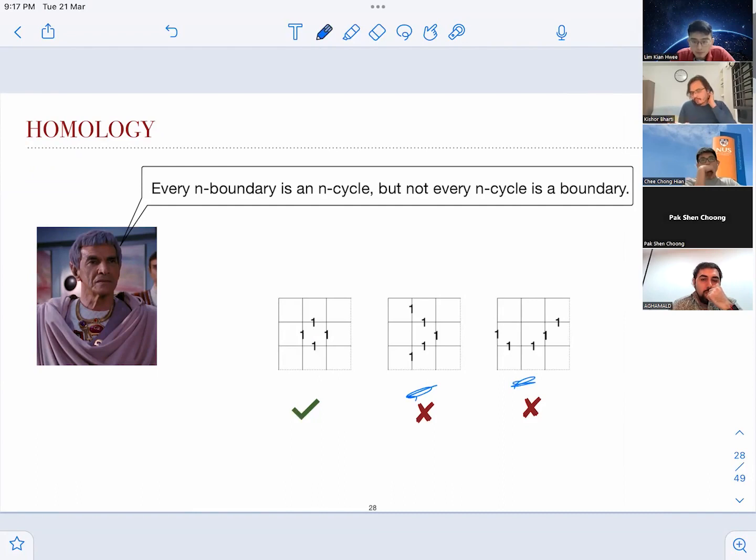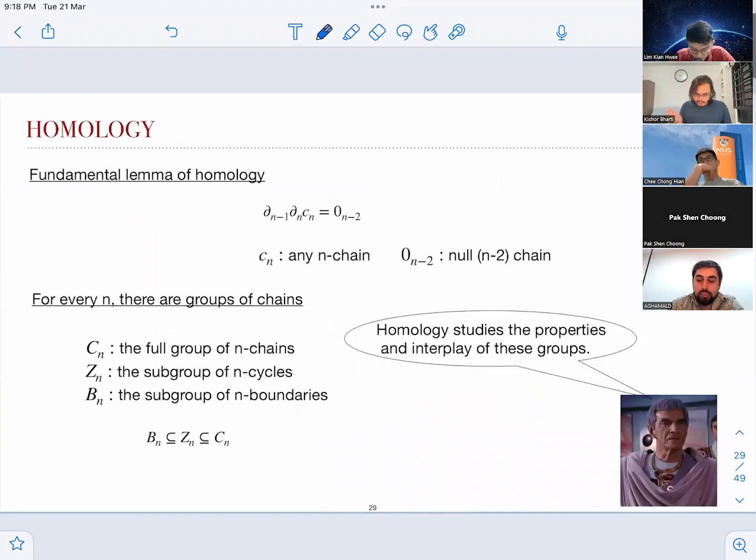And so your cycle can be a trivial cycle, which means it's a boundary of some higher dimensional chain, or it can be a non-trivial cycle, which means it's not a boundary. So every boundary is a cycle. On the other hand, every cycle is not a boundary. And this is what one can use to define the Betti number and all that.